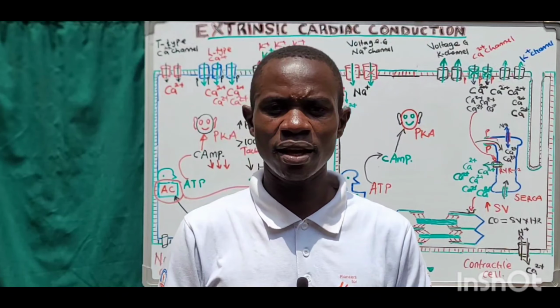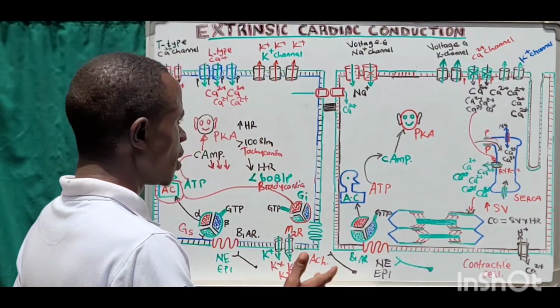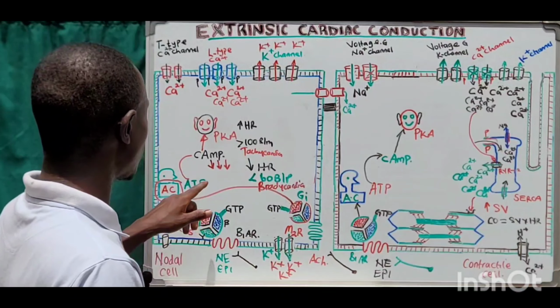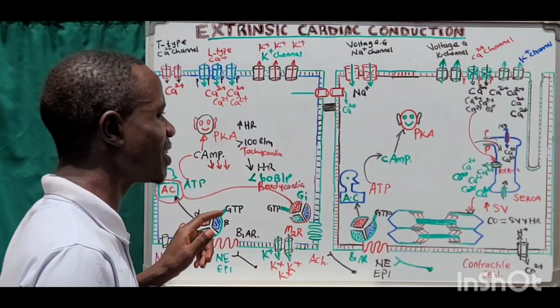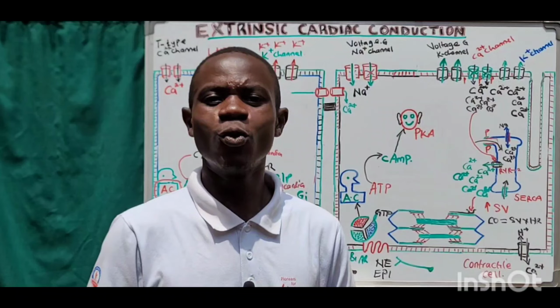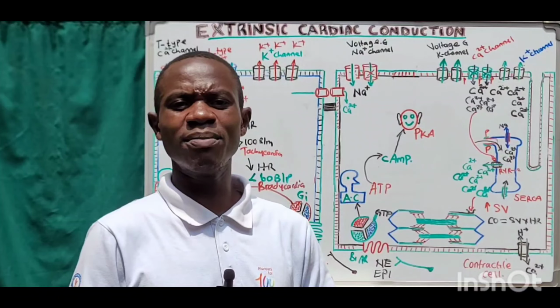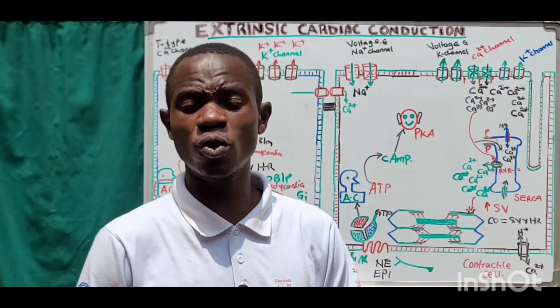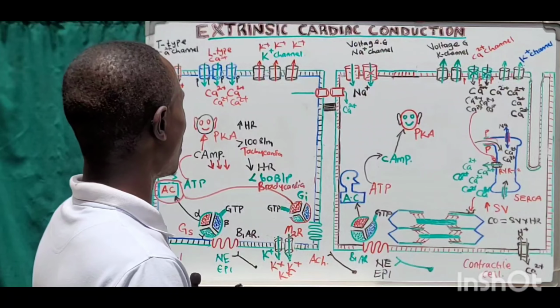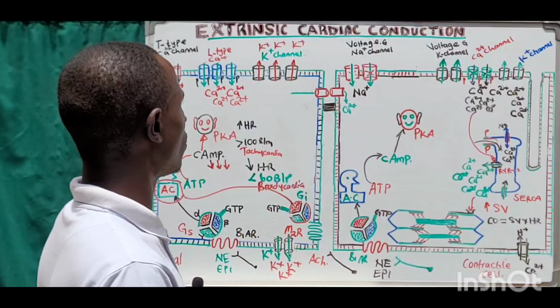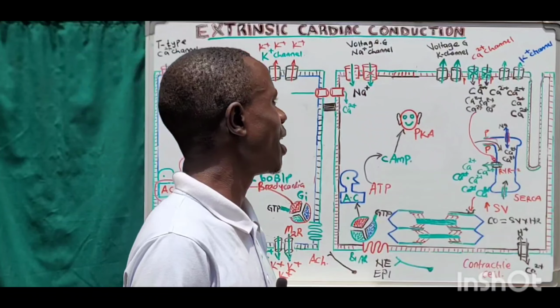or even below the normal sinus rhythm. To finish it all, whenever the sympathetic effect increases the heart rate, we say the sympathetic nervous system has a positive chronotropic effect. So that briefly covers extrinsic cardiac conduction.